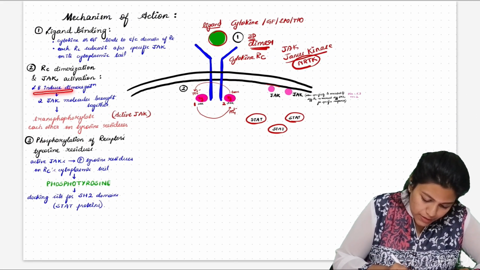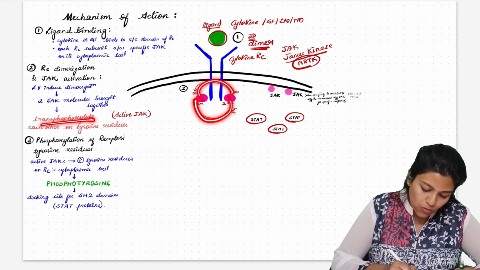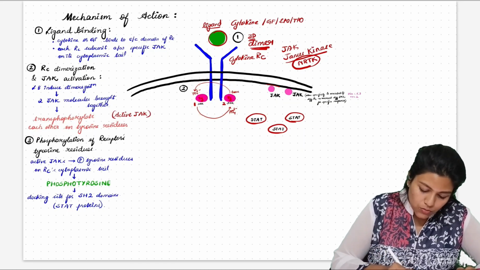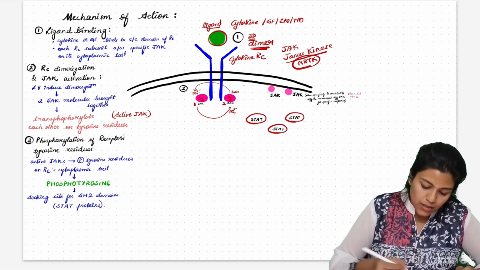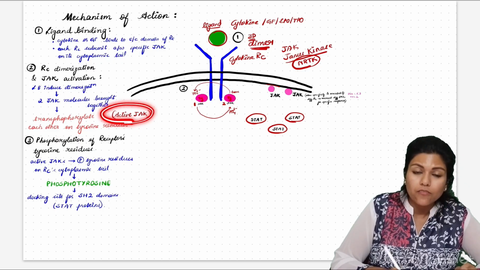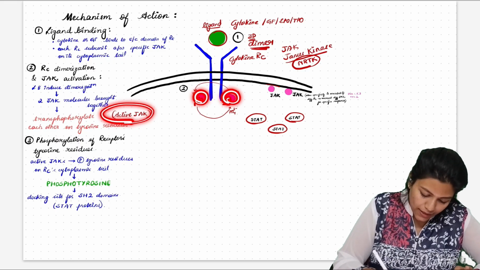See, the ligand binding will induce dimerization. Two JAK molecules are brought together. Giving phosphates to one another is called transphosphorylation. They are giving phosphate to tyrosine residues on each other. Now these phosphorylated JAKs thus formed are called active JAKs.